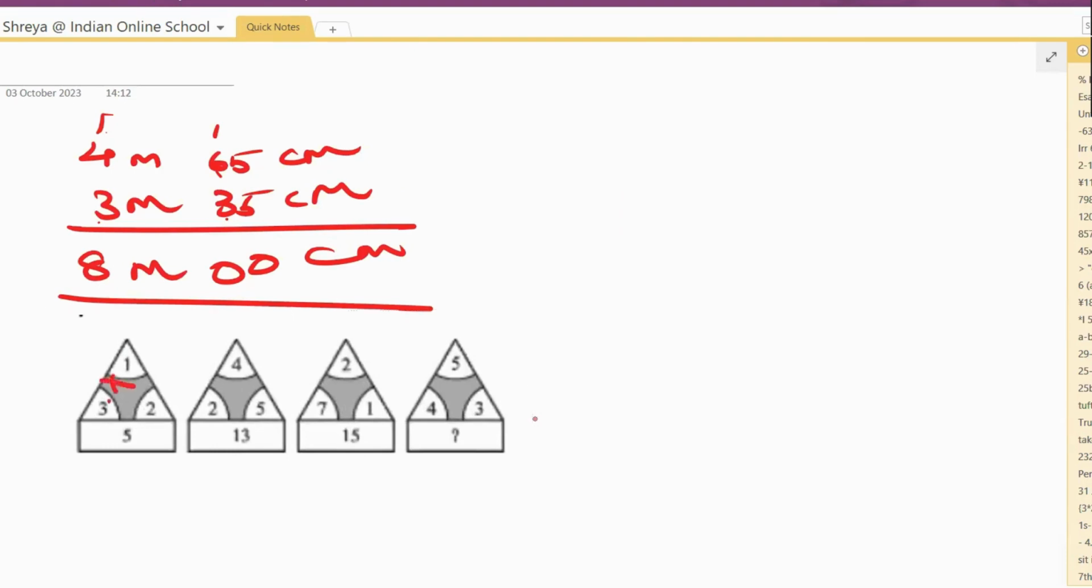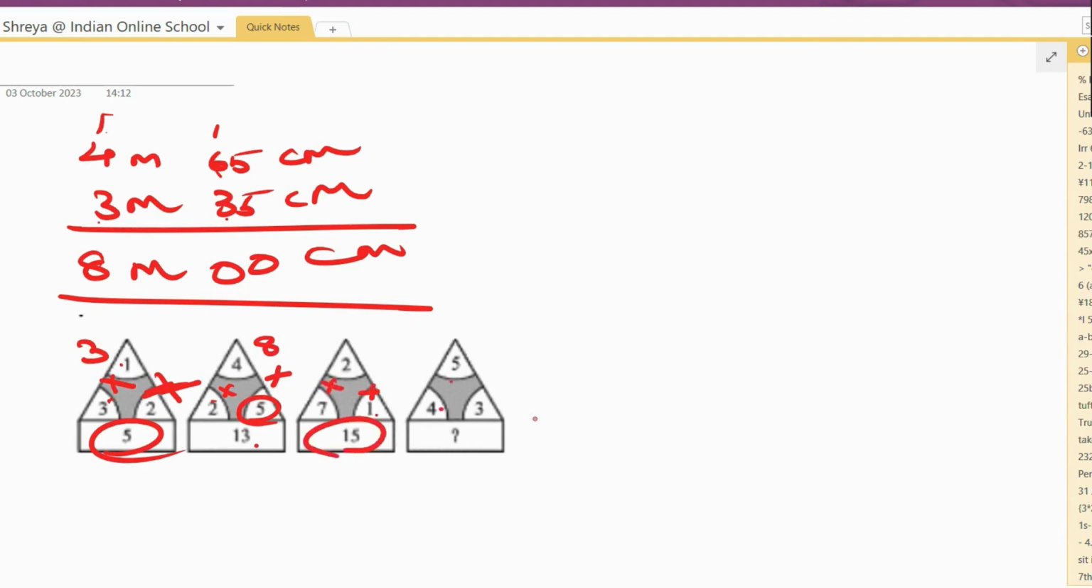3 multiplied to 1 plus 2. Over here you are adding, and over here you are multiplying. 3 ones are 3 plus 2 gives you 5. Next, 2 multiplied to 4 gives you 8 plus 5 gives you 13. Similarly, 7 twos are 14 plus 1, 15.